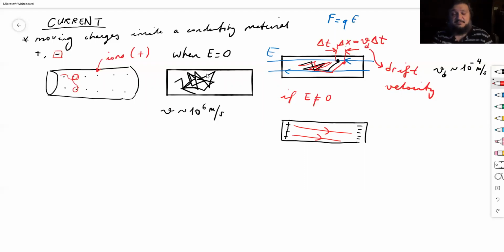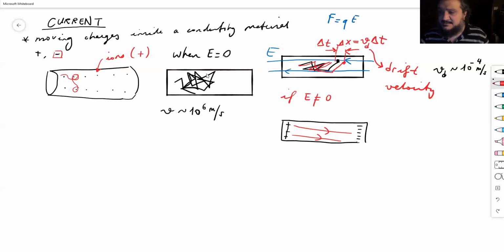Yes, that's what electrostatic equilibrium is all about. You get rid of the electric field, and the electric field drops to zero inside the conductor. So that's not what we need. We want a steady current. We want a steady current.